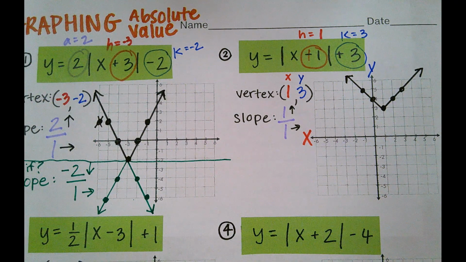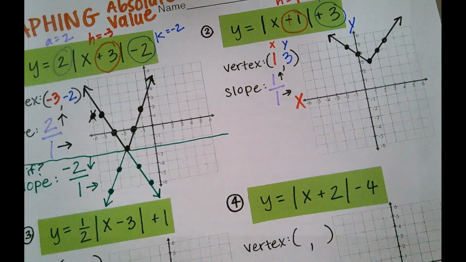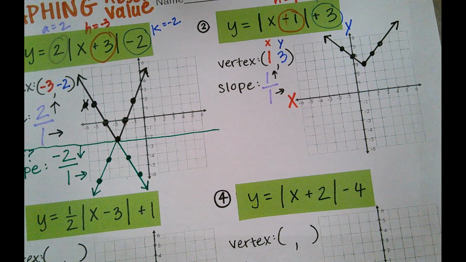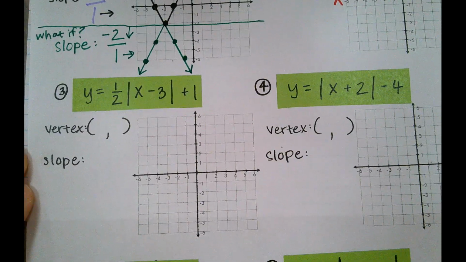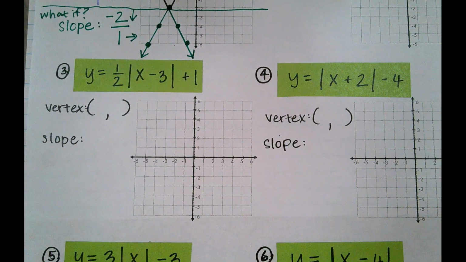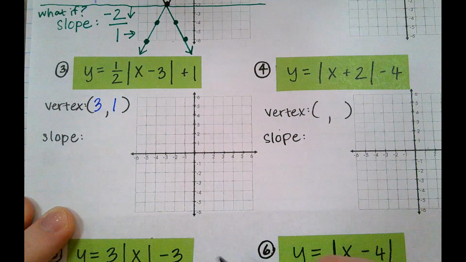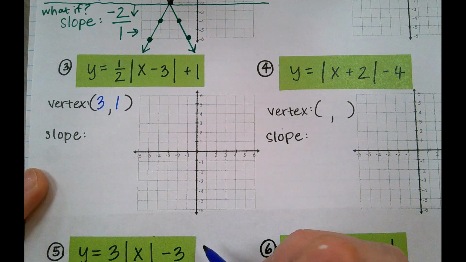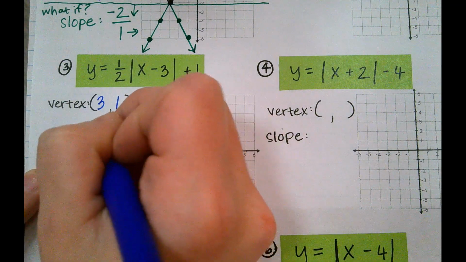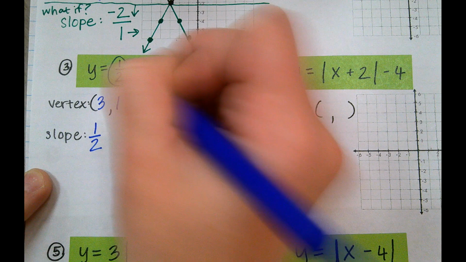All right, so we've had 10 minutes and you guys are supposed to do these on your own. So let's look at each of these and I'm going to have you guys tell me how you did them. So for number 3, who feels confident? Brandon, go ahead. For this one, the vertex would be, instead of -3, it'd be +3. Good. And then also it'd be 1. Perfect. So 3, 1 is the vertex. And then your slope would be 1 over 2.